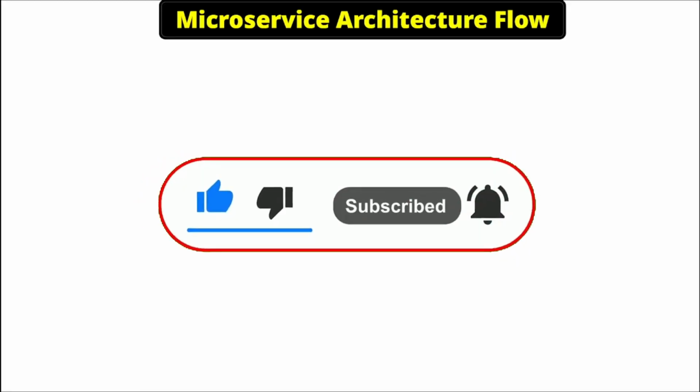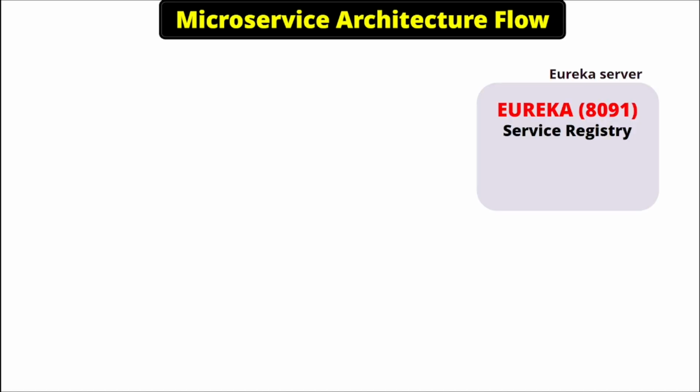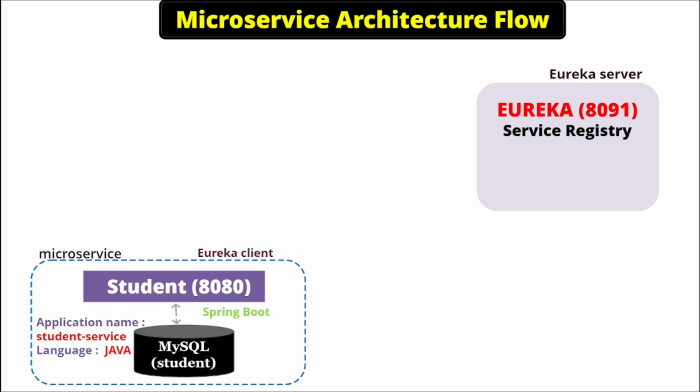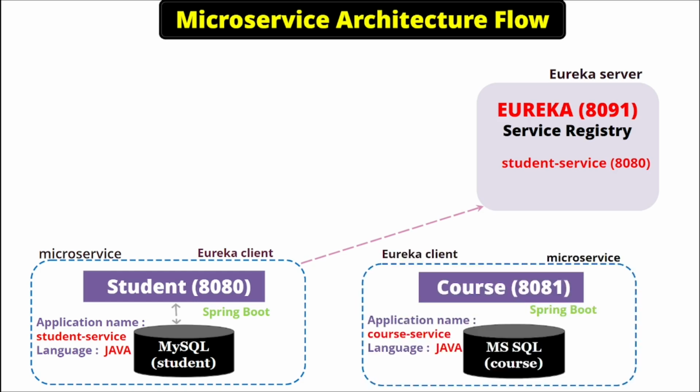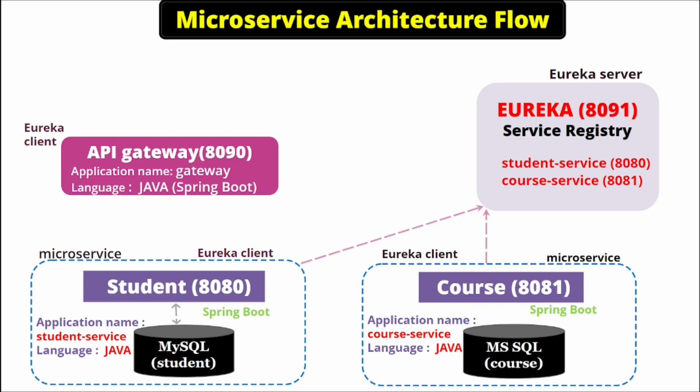Just for a quick recap, let's see what we discussed in the last video. We have a Eureka server which will be running on the 8091 port, and then we have our first microservice. Whenever we deploy this microservice, it registers itself on Eureka with its application name, port, and API address as well. Whenever we deploy our second microservice, this also registers on Eureka with its application name and port. Now we have an API gateway, which is useful for the user interface to communicate. Whenever we deploy our API gateway, this also registers itself on Eureka with its port and application name.